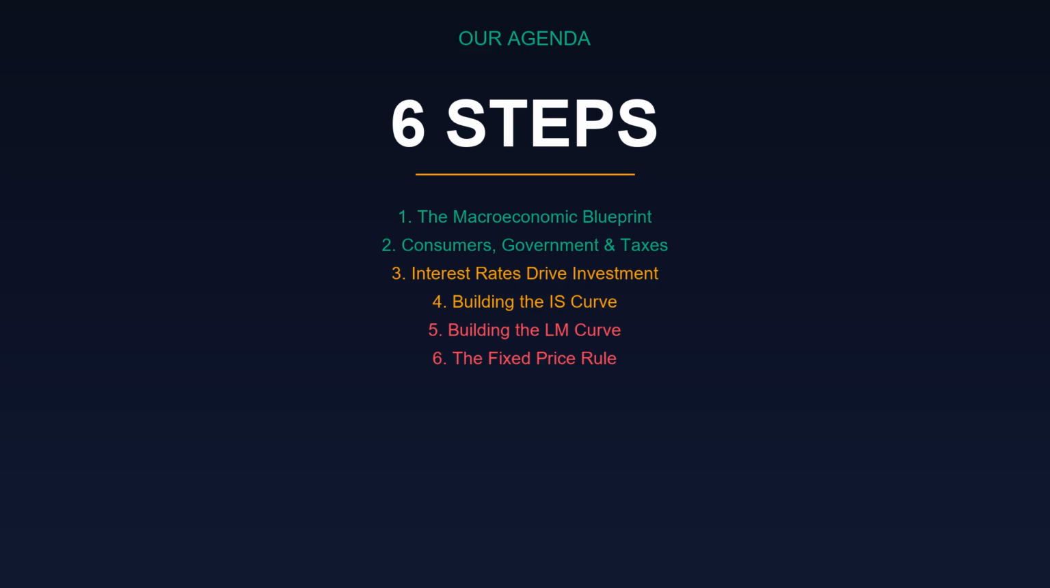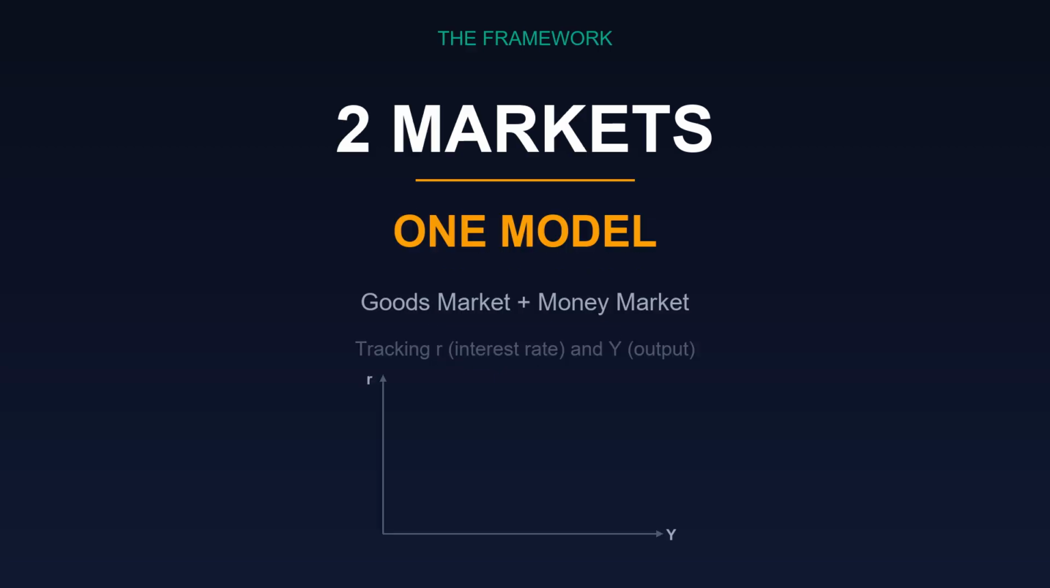To get us there, here's our 6-step agenda. The macroeconomic master blueprint. Consumers, government, and taxes. Interest rates driving investment. Building the IS curve. Building the LM curve. And finally, the fixed price rule. All right, let's jump right into section 1, the macroeconomic master blueprint, connecting the goods and money markets.